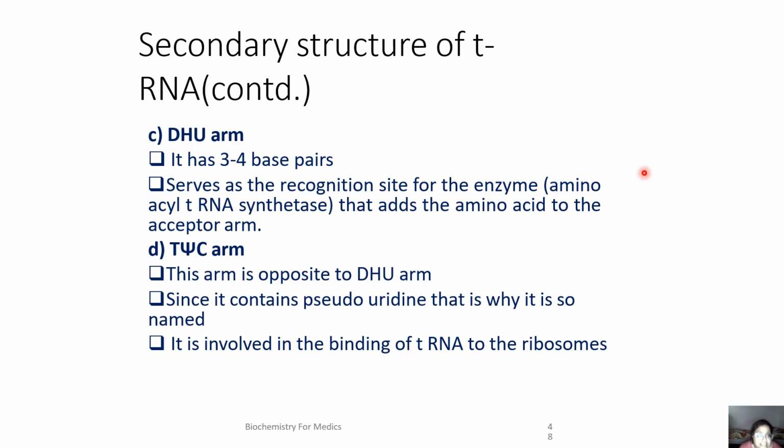The DHU arm has 3 to 4 base pairs and serves as a recognition site for the enzyme that adds the amino acid to the acceptor arm, aminoacyl tRNA synthetase. Then there is a TΨC arm. This arm is opposite to the DHU arm and contains pseudouridine, which is why it is so named. It is involved in the binding of tRNA to the ribosomes.